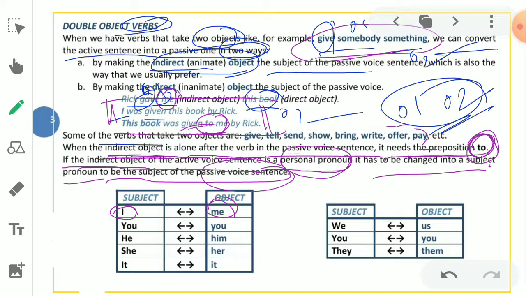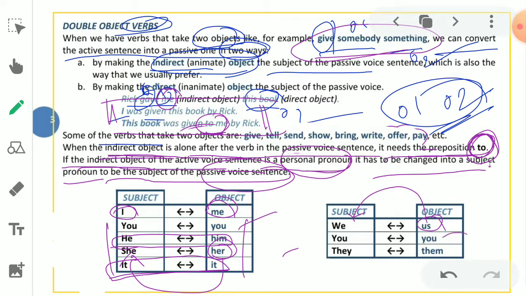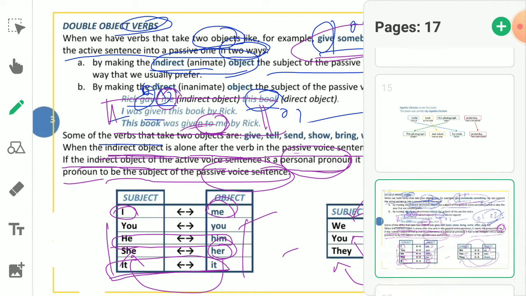Then here you can understand, if there is her in the place of object, it converts into she in the place of subject. It remains the same for he, then him becomes he, you has no change. Then us becomes we, you is the same, them becomes they. So this is the way voice is changed with this.